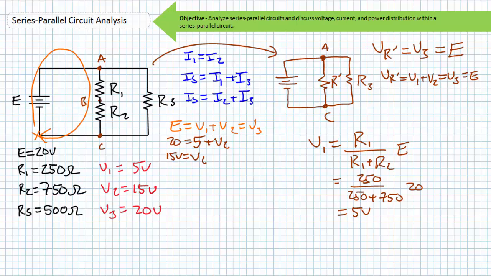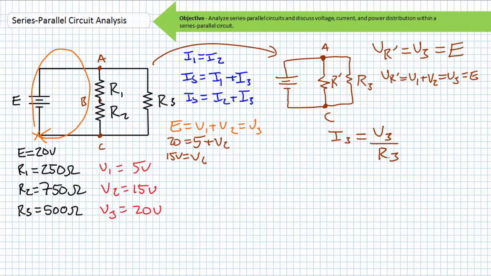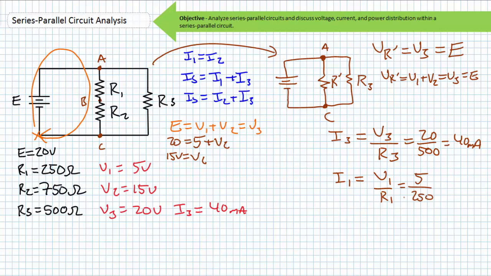Given we solved for all unknown voltages, we can now solve for unknown currents using Ohm's law and wise application of Kirchhoff's current law. Let's start with I3. I3 equals V3 divided by R3. Substituting in the necessary values, we find I3 to be 40 milliamperes. Given our earlier understanding that I1 is equal to I2, it is only necessary to solve for one and not the other. I1 equals V1 divided by R1. Substituting in the necessary values, we find I1 to be 20 milliamperes. Since R2 is directly in series with R1, it can also be said that I2 is also 20 milliamperes.